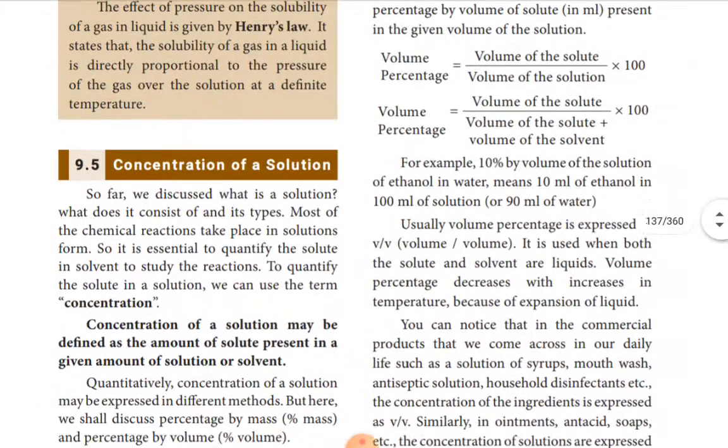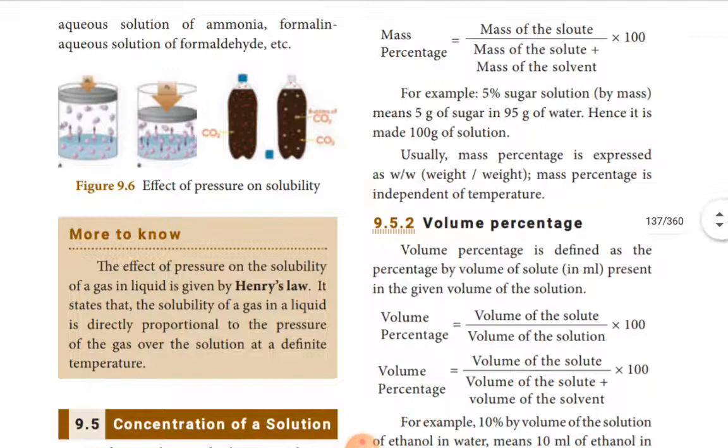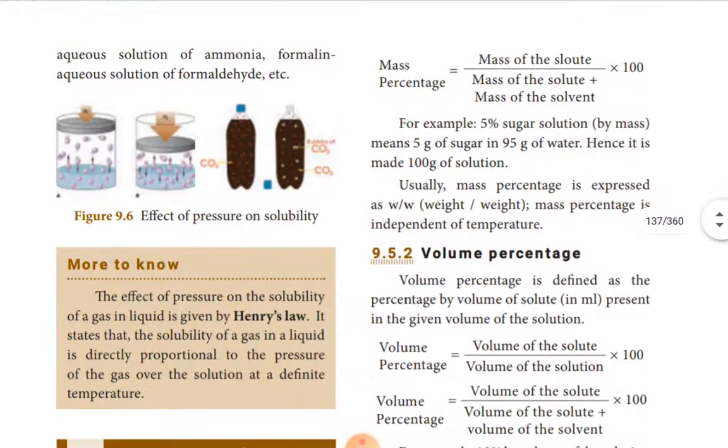Also, we can write that the mass of solution is nothing but the addition of solute and solvent. So mass percentage can be written in another form: mass of solute divided by mass of solution, where mass of solution is mass of solute plus mass of solvent, into 100.